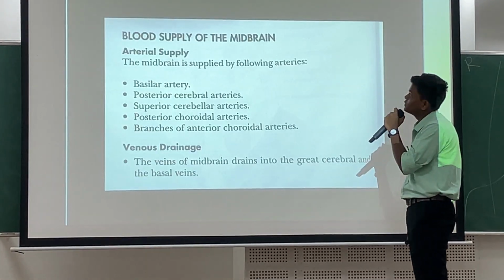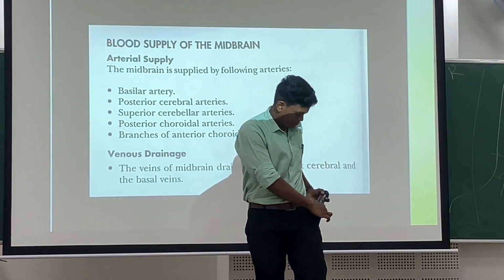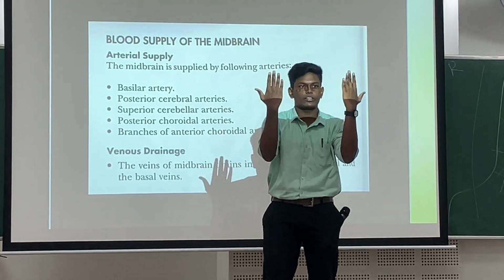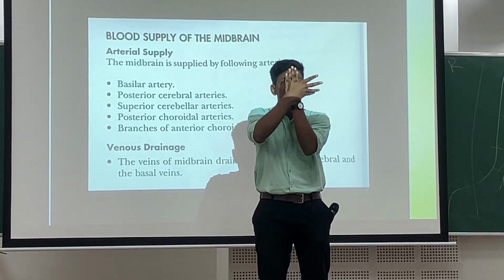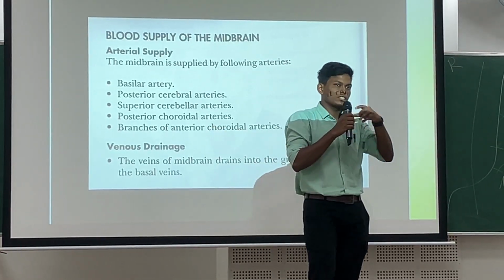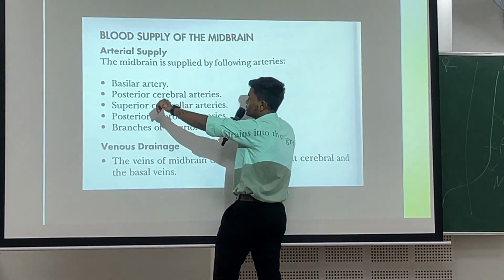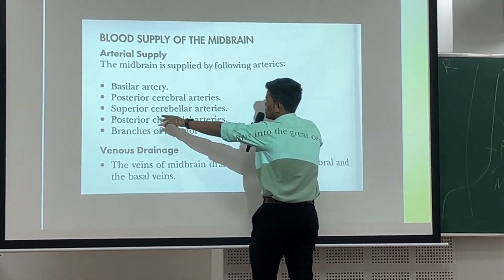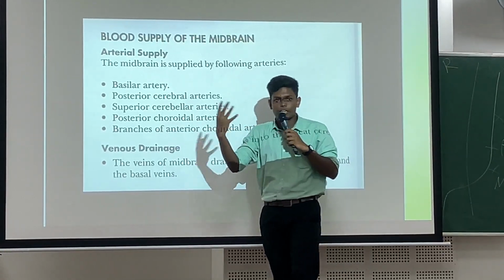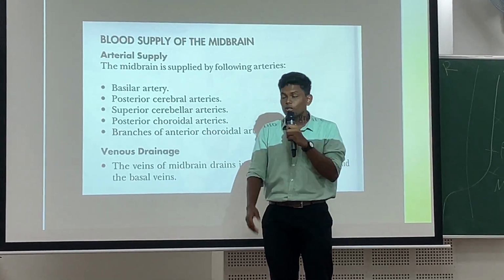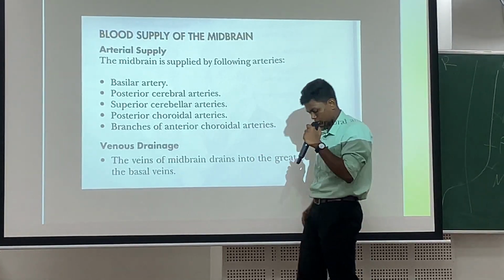This is the diagram. Coming to the blood supply of the brain, imagine this is the vertebral artery. The vertebral arteries from the right and left join to form the basilar artery. The basilar artery again divides into branches. Among them, two main branches supply the midbrain: the posterior cerebral artery and the superior cerebellar artery. If occlusion occurs in the posterior cerebral artery, a condition called Weber's syndrome happens. The venous drainage is by the great cerebral and basal veins.